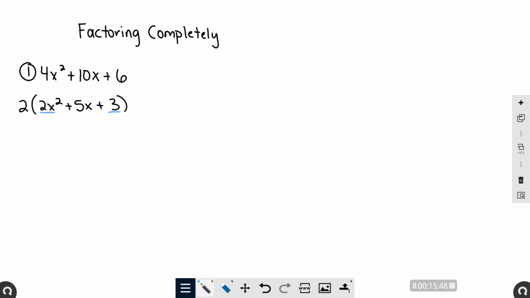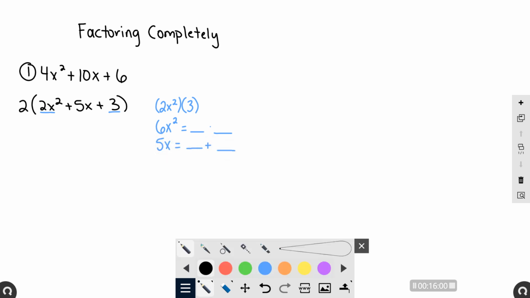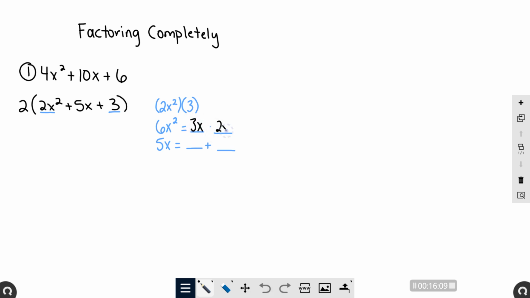Good. Multiply the first and the last. So we're multiplying 2x squared and 3, which gives us 6. So we're figuring out what multiplies to be 6 and what adds to be 5, that middle term. 3 and 2 is going to work for us. So 3x and 2x will work. And what do we do with those numbers? Plug them in for the middle.